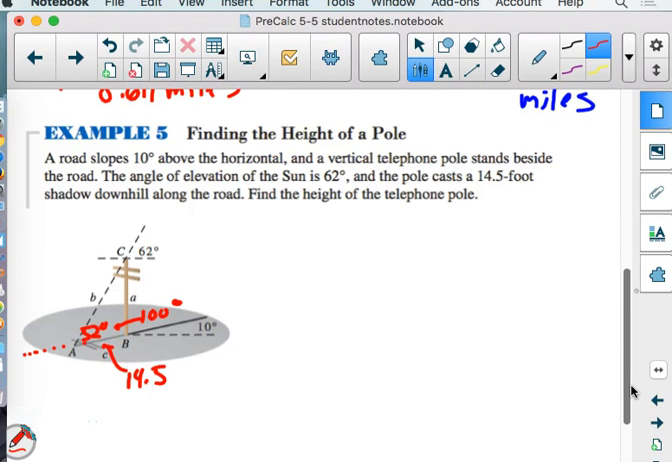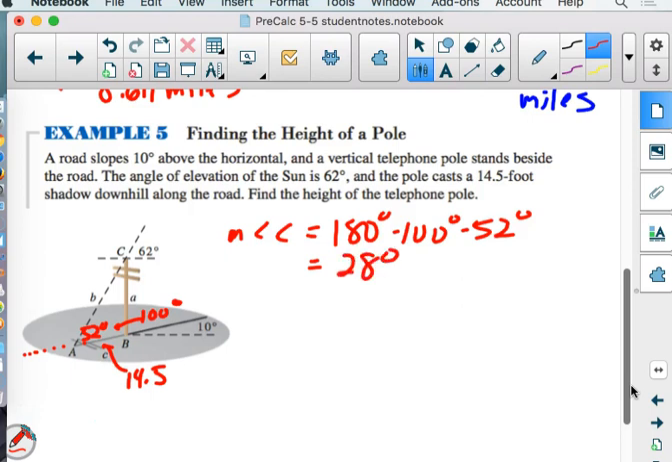Naturally, what would we do first for the map? Find the other angle, yeah. Find the measure of angle C out there. So 180 minus 100 minus 52, which you probably just said, I'll just subtract 152 to get that. So what's the measure of our other angle up there? 28 degrees? Okay. So what were we supposed to find? The height of the telephone pole.